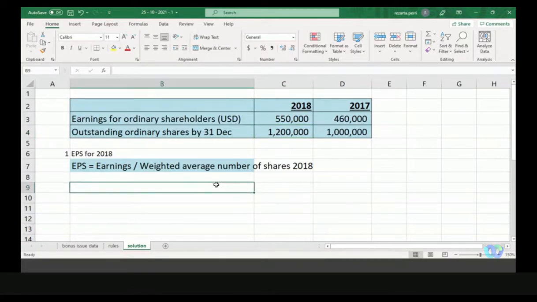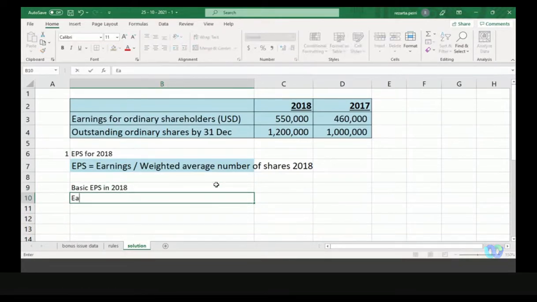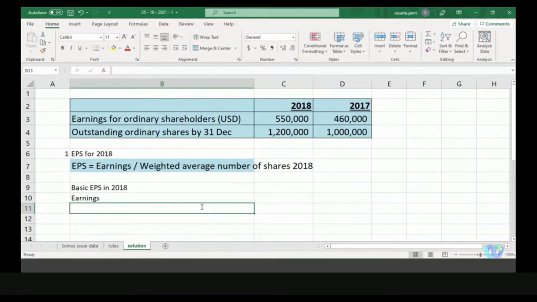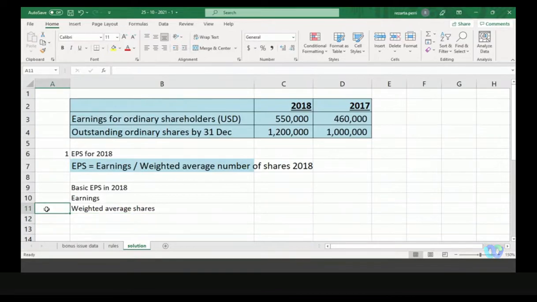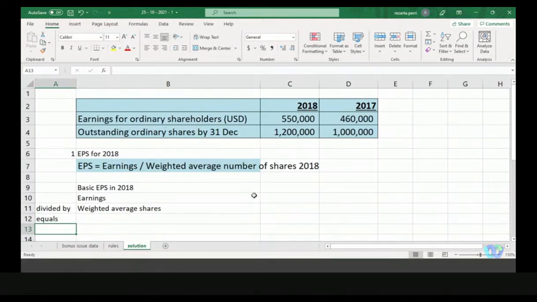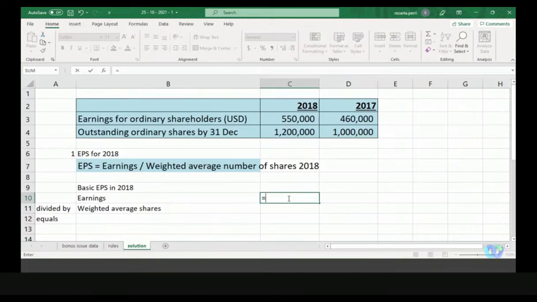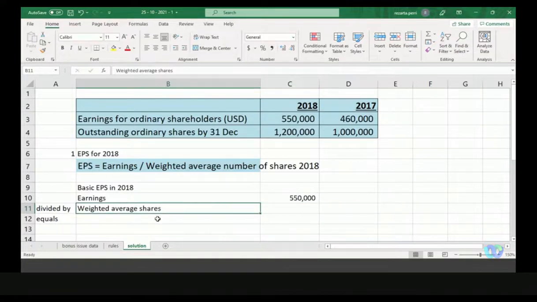So for the basic earnings per share in 2018, first of all, I'm going to write the earnings amount, and then I'm going to calculate the weighted average shares for 2018. The ratio equals the earnings per share. So the ratio between them is going to be easy to calculate. The amount of earnings in 2018 is 550,000. What about the weighted average number of shares?